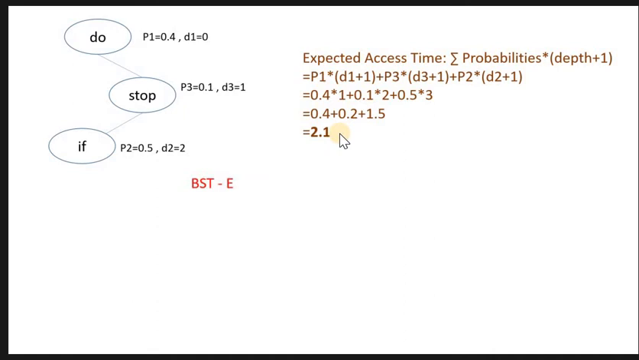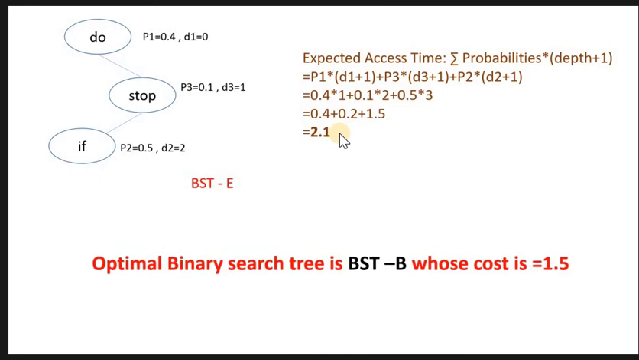Here we have seen the different binary search trees for the same input, and for the same input we have 5 binary search trees. Out of these, only one binary search tree has the minimum expected access time, that is binary search tree B, whose cost is 1.5. So this is the optimal binary search tree with the cost of 1.5.